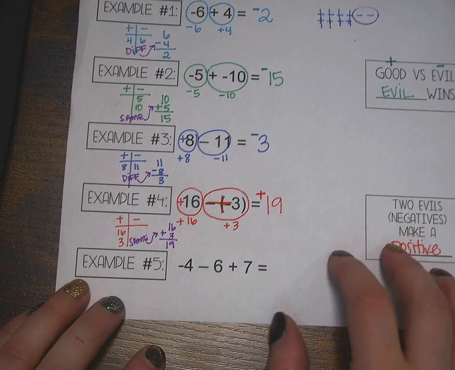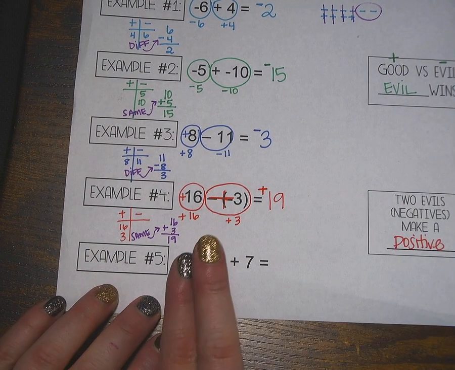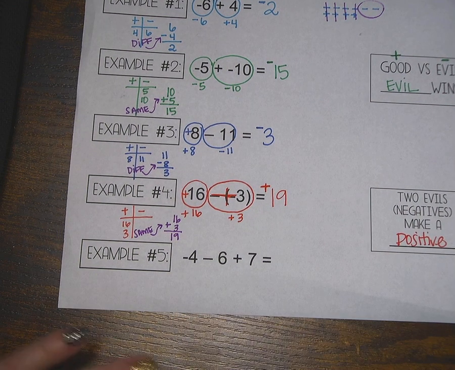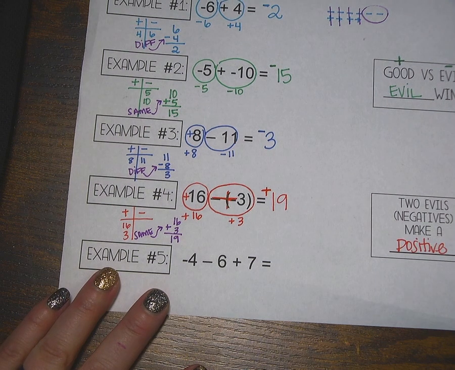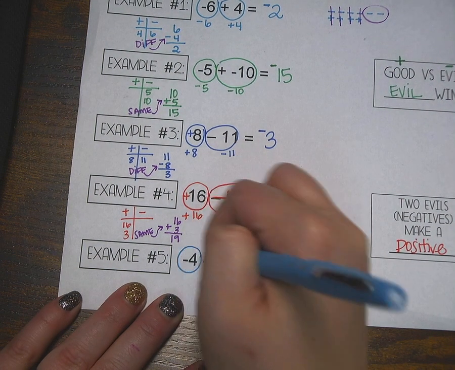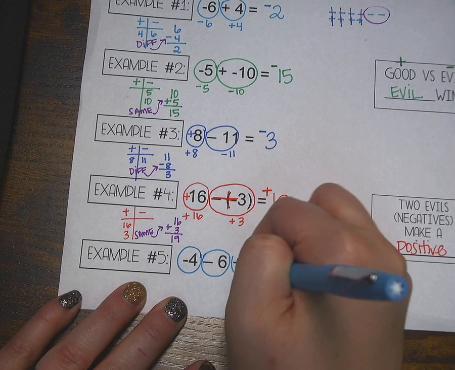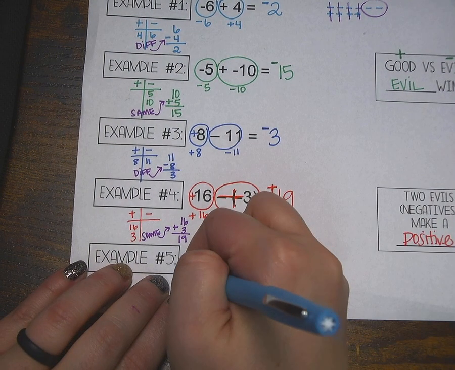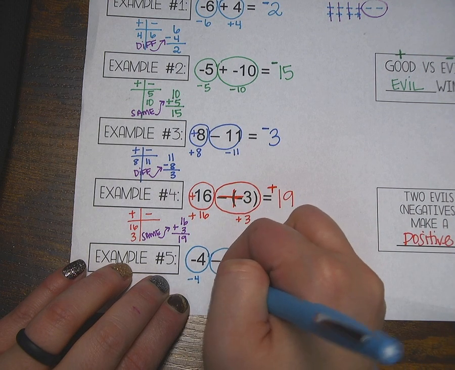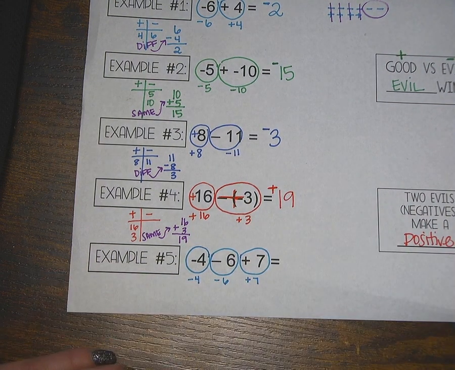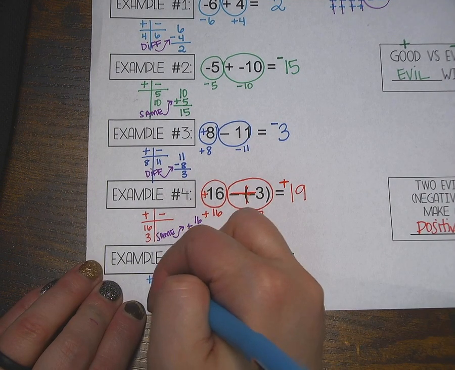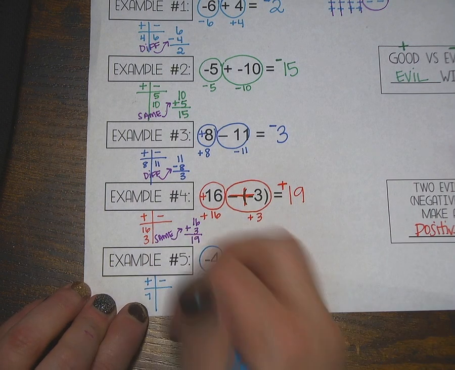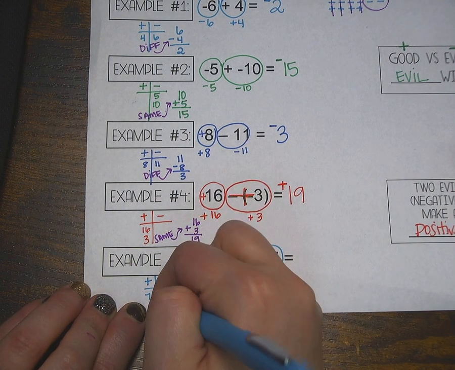All right, example number 5 is a little different simply because instead of having 2 numbers, now we have 3, but the rules are still gonna be the same. So we're gonna circle and separate first, okay? So I'm gonna grab my pen, I'm gonna circle and separate. Make sure everything is inside of a circle, okay? And then I'm gonna rewrite. So I have negative 4, I have negative 6, and I have positive 7. Okay, I'm going to make my positive and negative t-charts. I have 7 positive, I have 4 negative, and 6 negative.